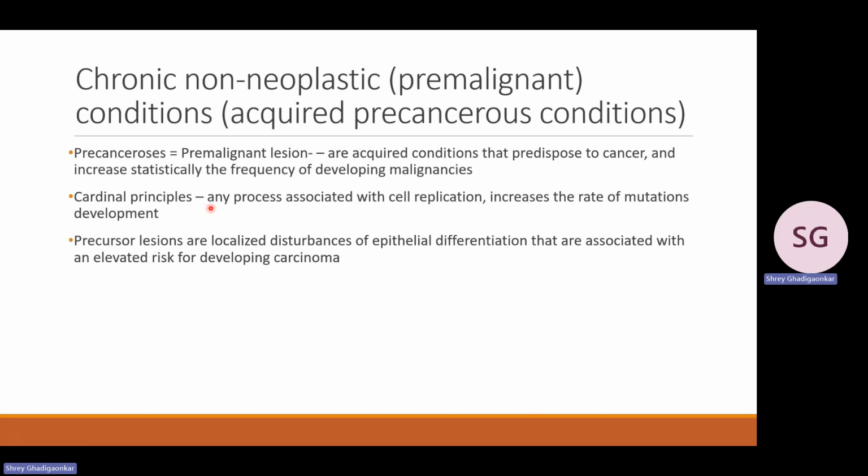So basically, anything with chronic inflammation. So any process associated with cell replication. This may lead to increased rates of mutation development. Precursor lesions are basically localized disturbances of epithelial differentiation that are associated with an elevated risk of developing carcinoma. So precancerosis may involve disorders associated with, for instance, chronic inflammation, as mentioned, immunodeficiency states, and other precursor lesions. And in general, these are mainly pseudotumor processes with dysplastic features.